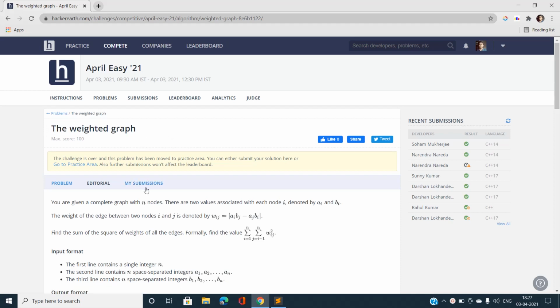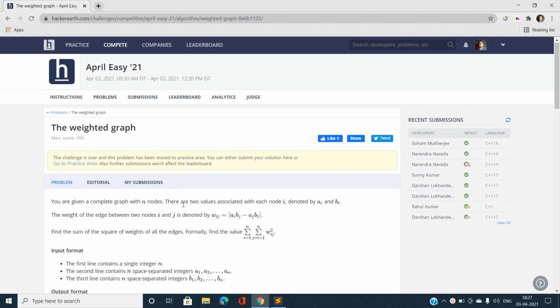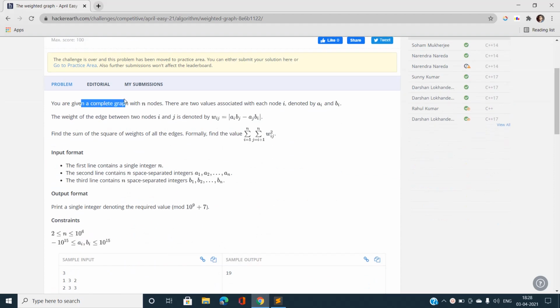Today I am going to discuss the problem Weighted Graph from April Easy 2021 of HackerEarth. Okay, so let's discuss the problem now. We have been given a complete graph with n nodes. First let's read out the question, then I'm going to explain.